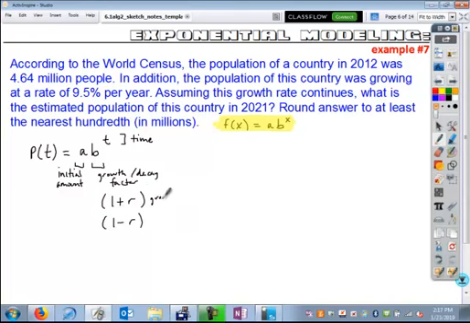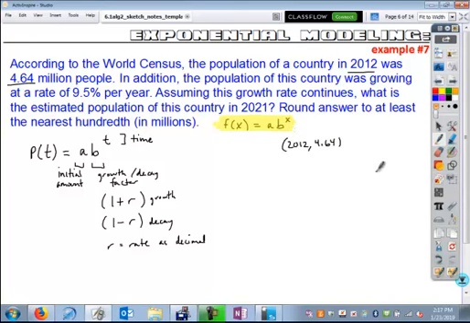So this is growth. This is decay. Okay, where r is the rate as a decimal. All right, so based on this information right here, you can create a function for the problem that's given. Okay, so it says the population of a country in 2012 was 4.64. So I have 2012, 4.64.